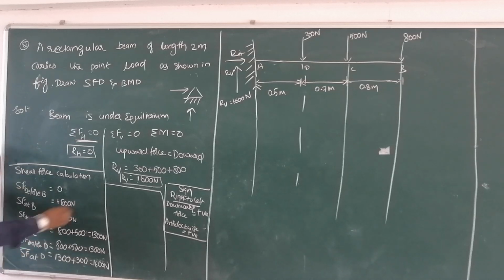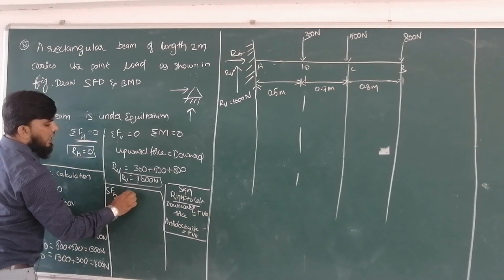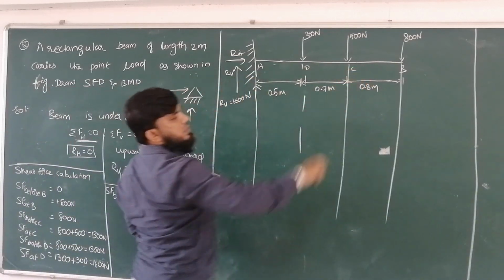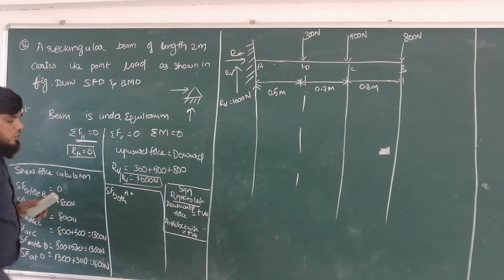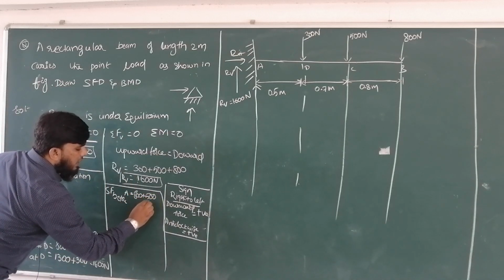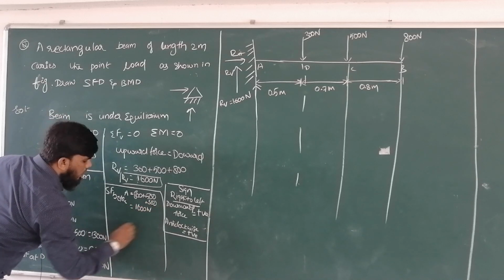So shear force before A. All points are solved almost. Before A, when I say before, we have to consider all the loads to the right side of point A. So what are the loads we are having? 800 plus 500 plus 300, that is equal to 1600 Newton.